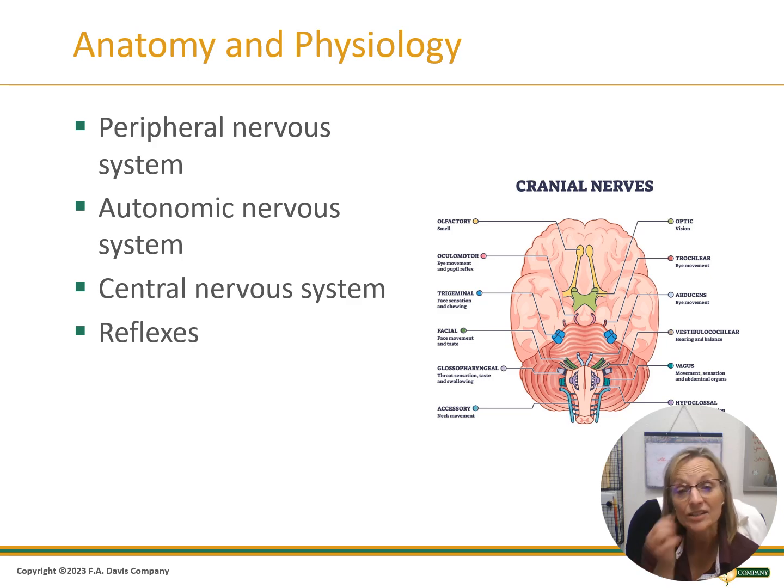Your reflexes are involuntary movements that occur in response to a stimulus. They occur at the brainstem or spinal cord level. Deep tendon reflexes occur at the level of the spinal cord. A decreased reflex response usually indicates a problem with the peripheral nervous system. A brisk or exaggerated reflex response indicates a problem with the central nervous system.